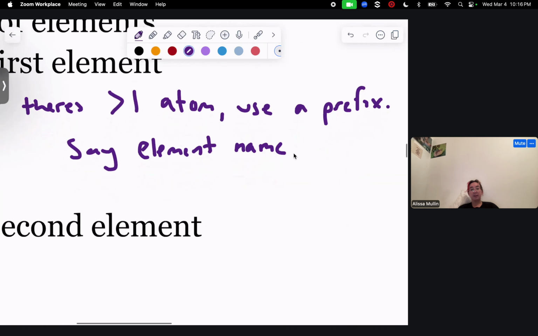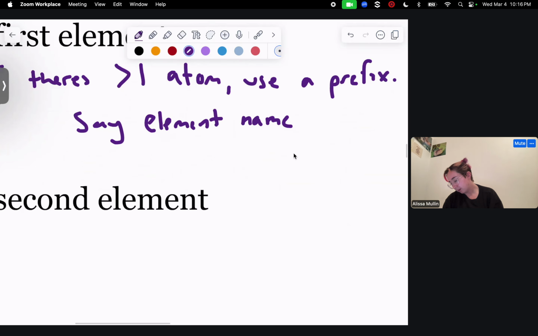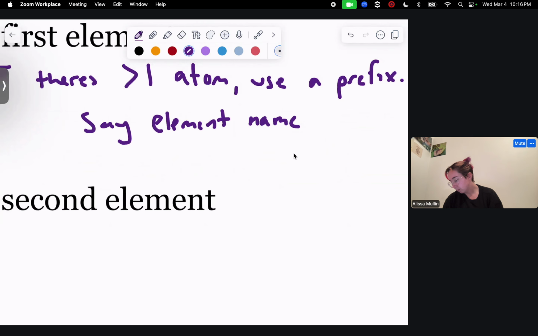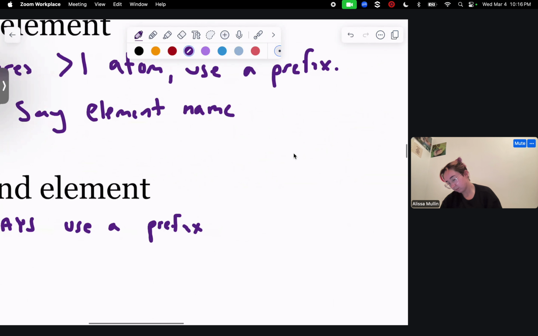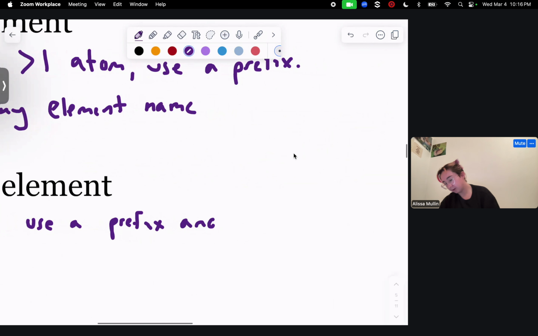And then for the second thing, so it's just going to be 2 things for us. It's going to be like the first element in the compound, then the second element in the compound. The second element, no matter what, even if there's only one, we're always going to use a prefix, and like with ionic, we're going to change the end to "-ide".